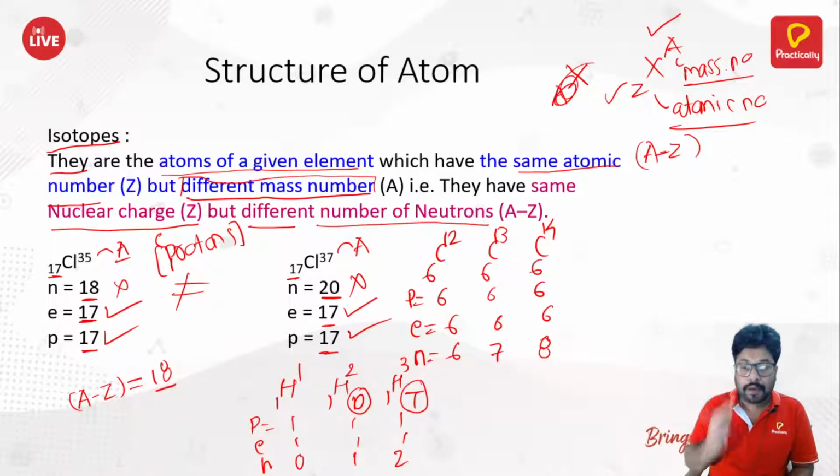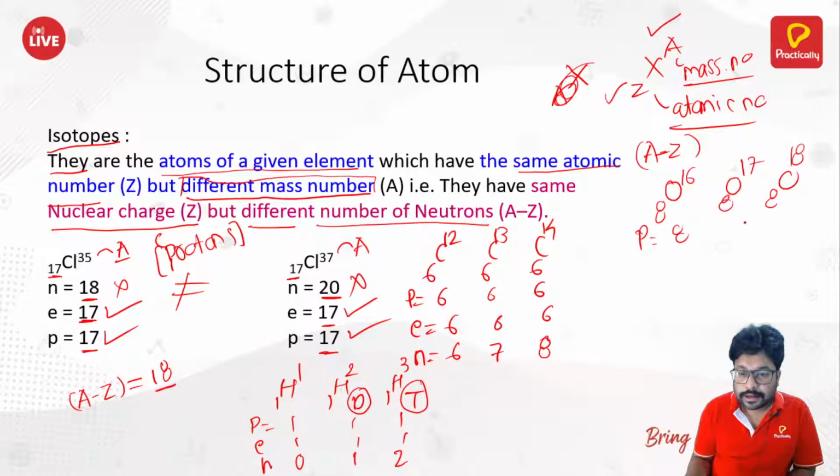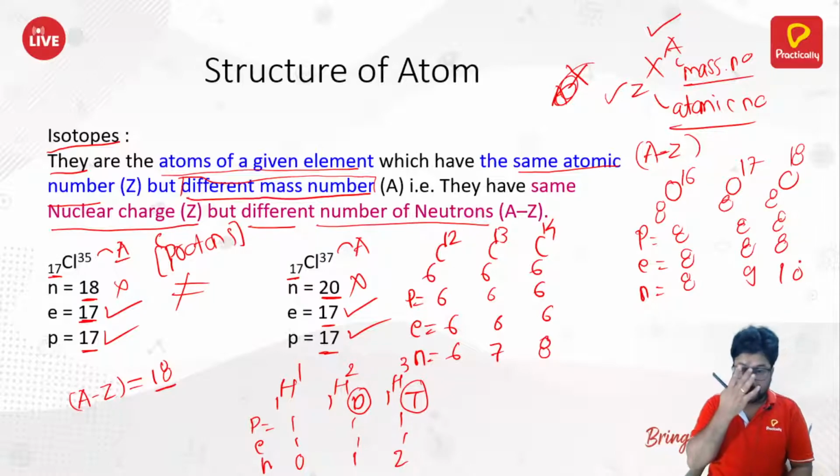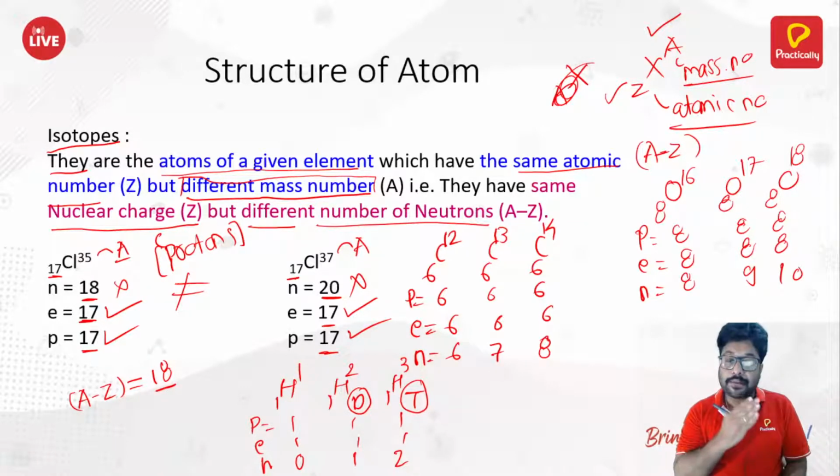Okay, then you also have isotopes for oxygen. 8, 8, 8, 16, 17, 18. Again, number of proton is what? 8, 8, 8. Electron again is 8, 8, 8. Number of neutrons, 16 minus 8, 8. 17 minus 8, 9. 18 minus 8, 10. See, number of neutrons are again different. That is how the different isotopic species are, where number of protons and number of electrons are exactly same, but the number of neutrons are always different.